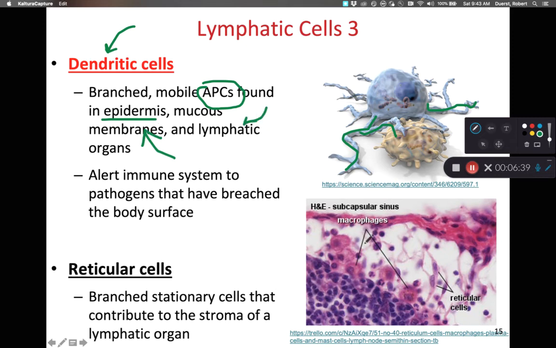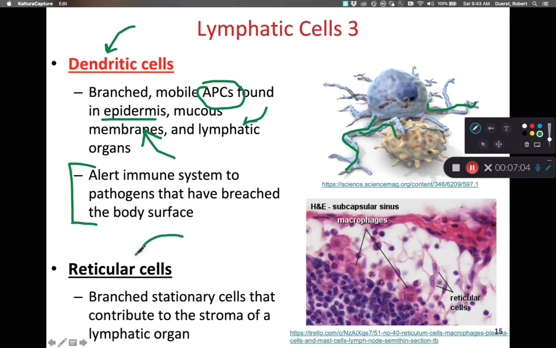So as we look at the dendritic cells, you can think of them as an immune cell or a lymphocyte, or excuse me, a leukocyte of the skin or epidermis. And they help to alert us if any pathogens are penetrating the surface of our body, are breaching our outer defenses.